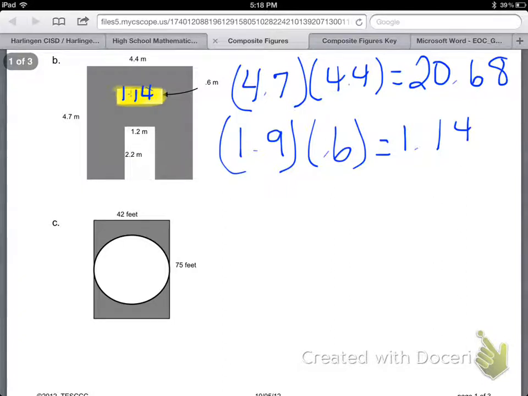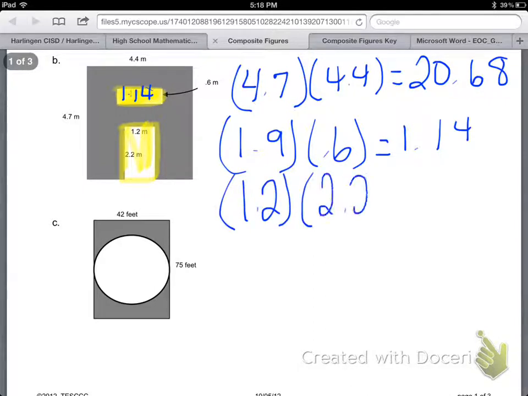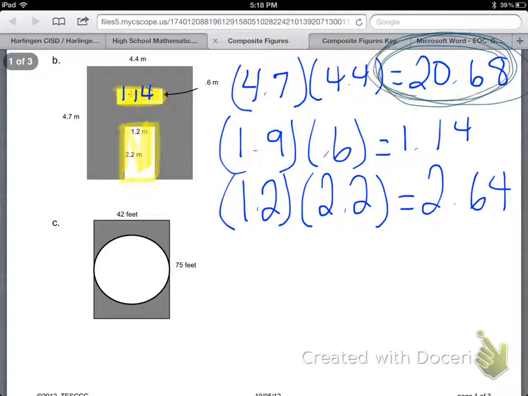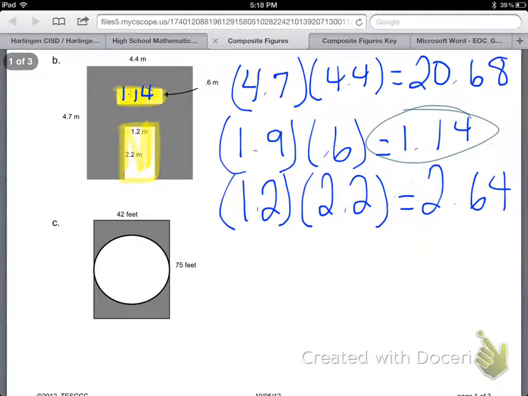Now I'm going to find the area to this rectangle right here, which is 2.2 and 1.2. I'm going to multiply those. Why are we going to multiply? Because it's a rectangle. Length times width. Oh, wrong one. 1.2 times 2.2. And that gives us 2.64. Now, this one right here, the 20.68, was the area to all of it. So I'm going to subtract the 1.14 and the 2.64.